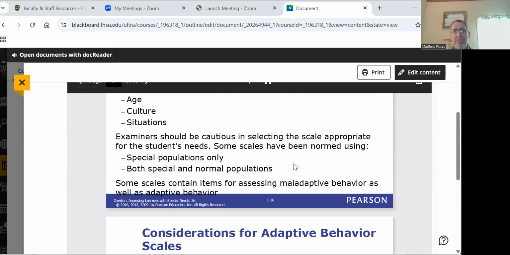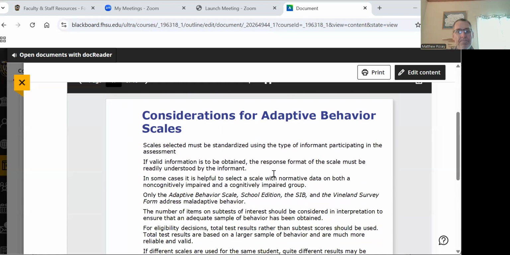Some scales have been normed using special populations only. Some are normed using both special and normal populations. There are some scales that contain items for assessing maladaptive behavior as well as adaptive behavior. So it depends on what the suspected disability might be. Again, I told you I use the Vineland. It's very comprehensive, so it covers a broad range.